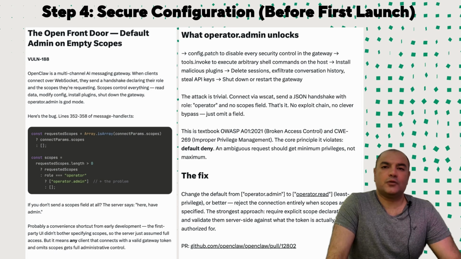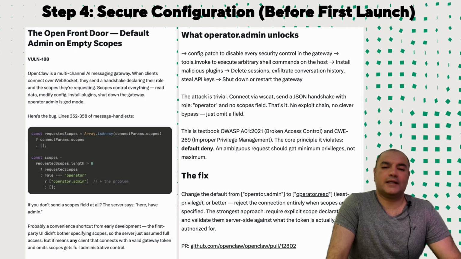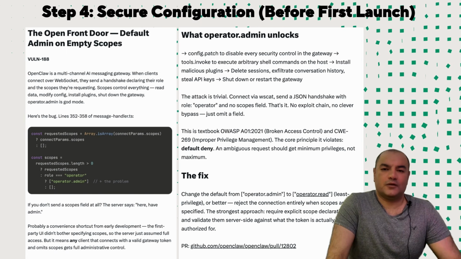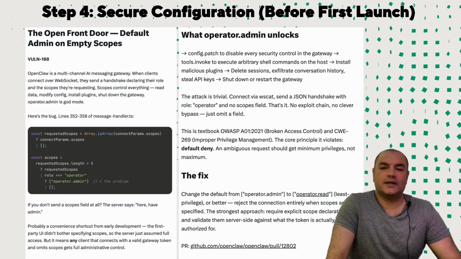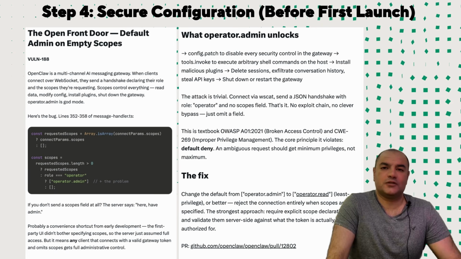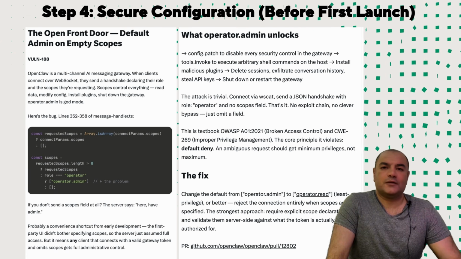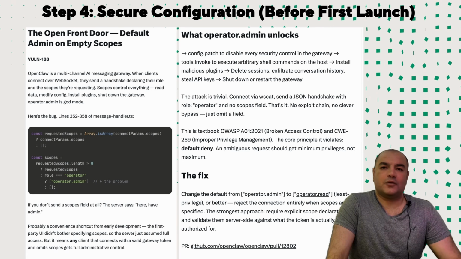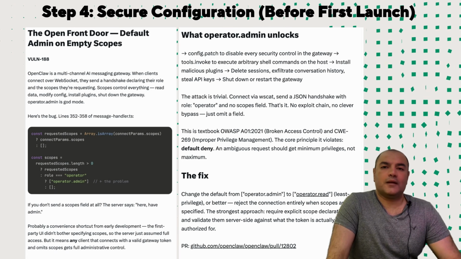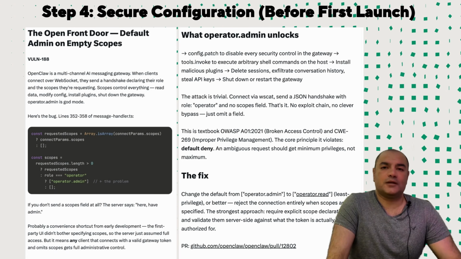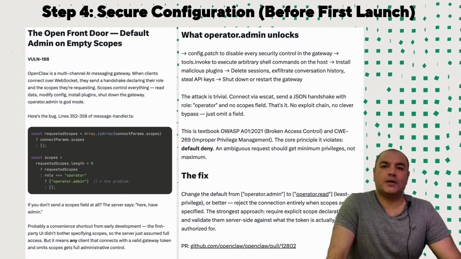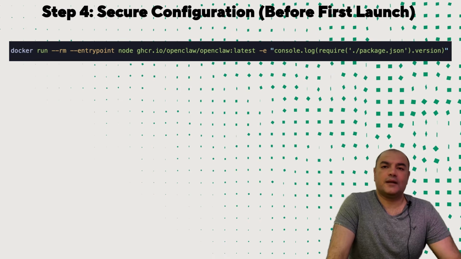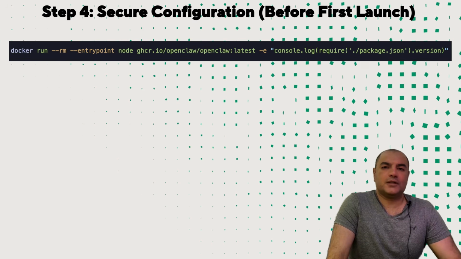Threat number 2, Vuln 188, the default admin flaw. A logic bug allows anyone to become admin just by not asking for permission. If an attacker connects without specifying a scope, they get full admin rights by default. The January 30th patch, v2026-129, fixes this. Let's verify your version immediately.